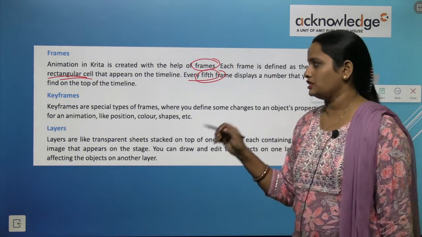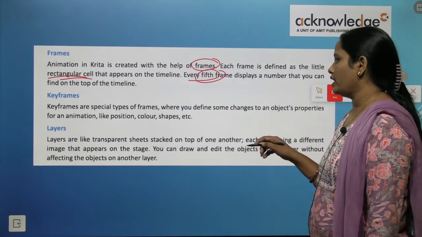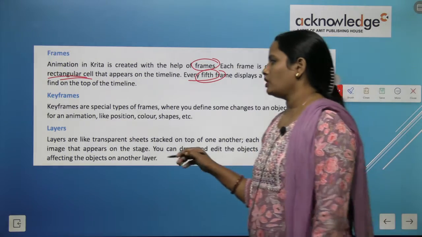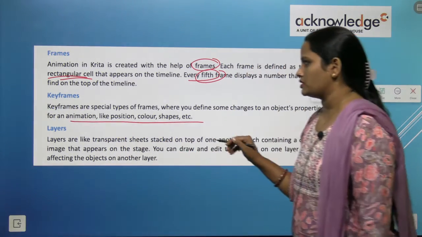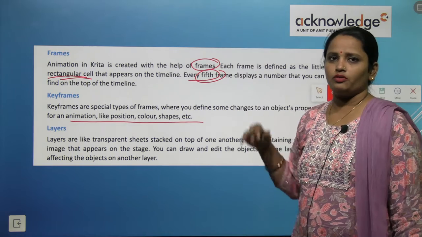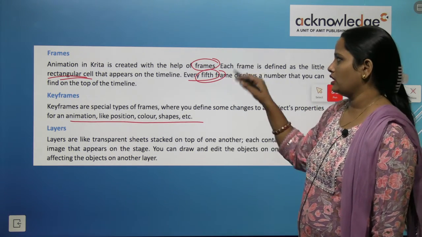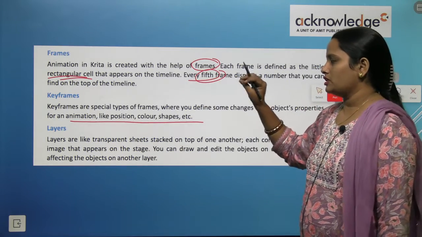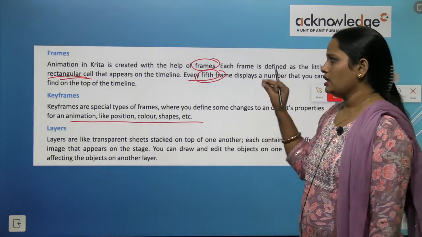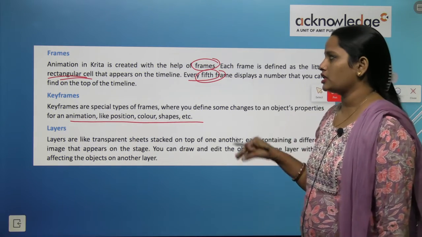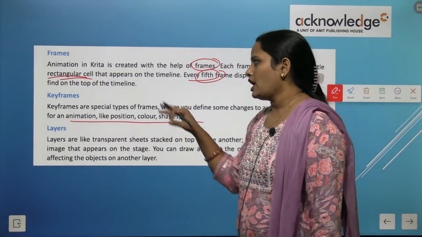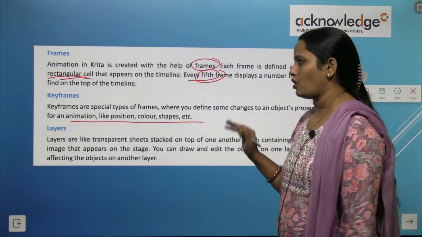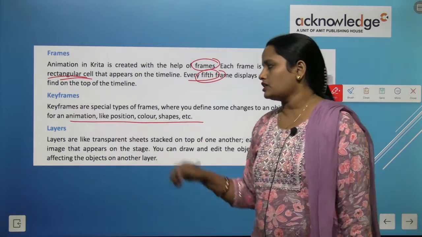Next is keyframes. Keyframes are a special type of frames in which you define some changes to an object's properties from the animation like position, color, shape, etc. So we have studied two things, frames and keyframes. Frames we use, and it is a rectangular cell in which we can see different items that appear in the timeline, and the keyframe, with this we can change the position, color and shape of the animation.